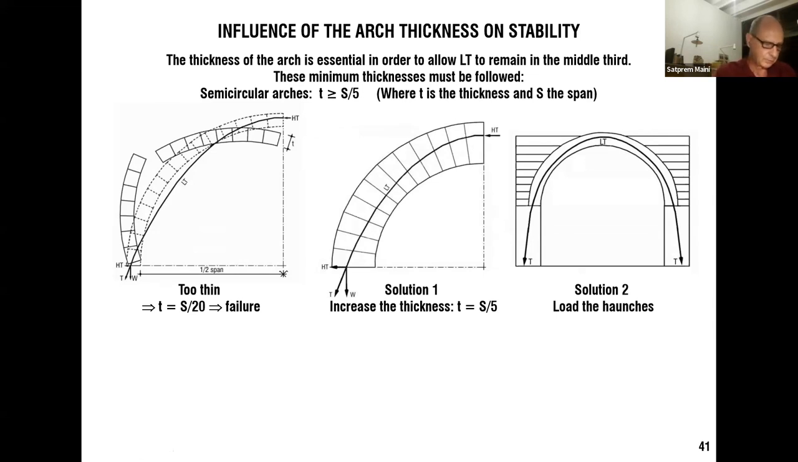So 300 divided by 5, the thickness of the arch, which will be minimum to be stable, will be 60 centimeters wide here. That means very heavy masonry.